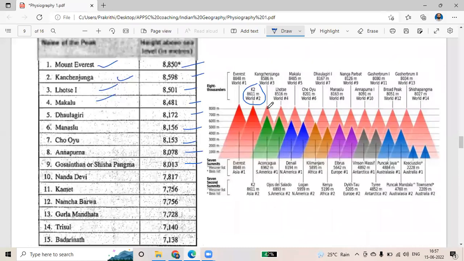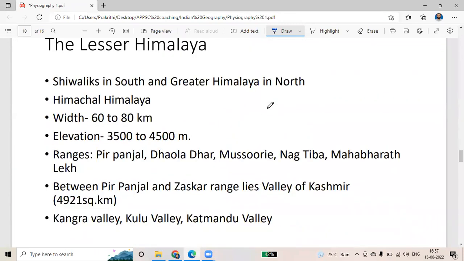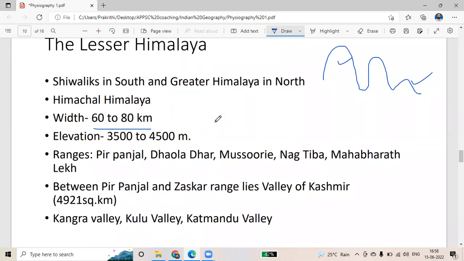So this is how the Greater Himalaya is spread. Then below the Greater Himalaya is the Lesser Himalaya, the Himachal Himalaya. Which one will it be? If this is the Greater Himalaya, and this will be the Himachal, and this will be the Shivalik. So the Lesser Himalaya lies between the Greater Himalaya and the Shivalik. Its average width is 60 to 80 kilometers. And the elevation, I said earlier that the Greater Himalaya was 6100, here it is 3500 to 4500.